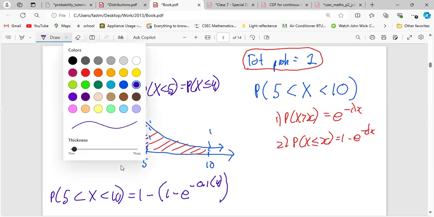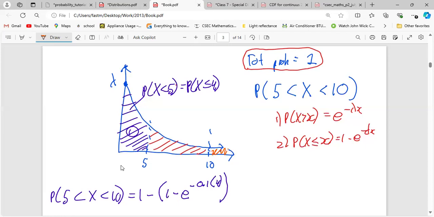The next piece I do not want is this piece here, and that is the probability x is more than 10. I don't need it, so I subtract it. And we can use this one here: it would be e to the minus lambda times x, which is 10.